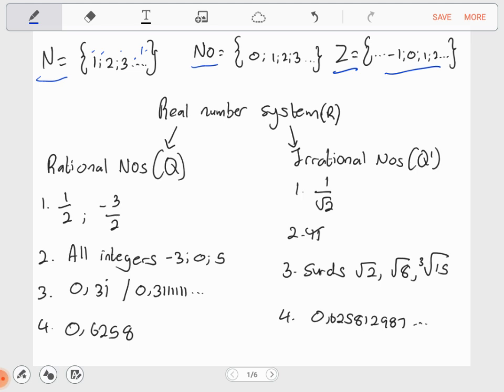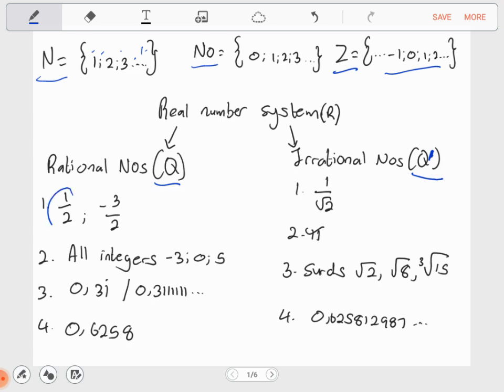And that's important because that brings us to our next category. Next, we're looking at the real number system, and the real number system is split between two categories, and that's rational numbers and irrational numbers. We use a Q for rational numbers and a Q with a little apostrophe at the top for irrational numbers. Let's look at what categorizes rational numbers.